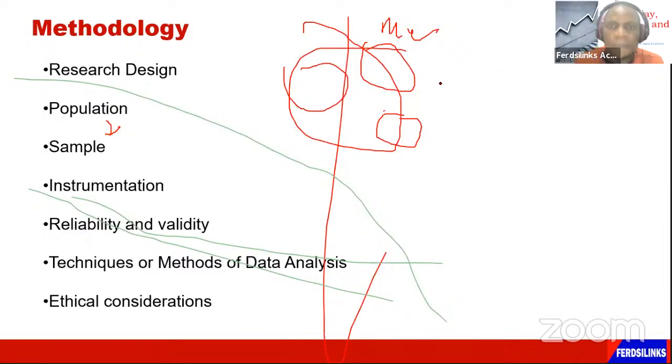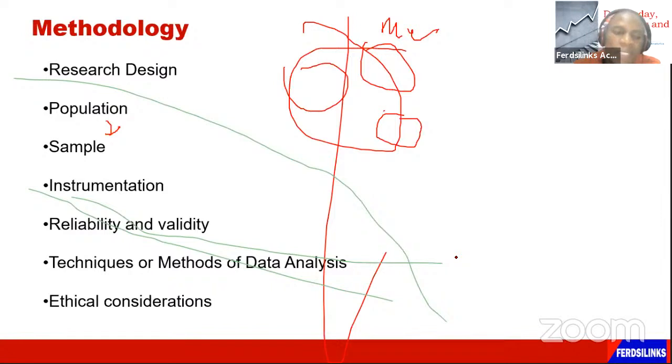We can use descriptive, we can use inferential, and so on and so forth. Whatever technique you use, you must try to establish its relevance within your study. And so last under methodology, but not all, is ethical consideration.